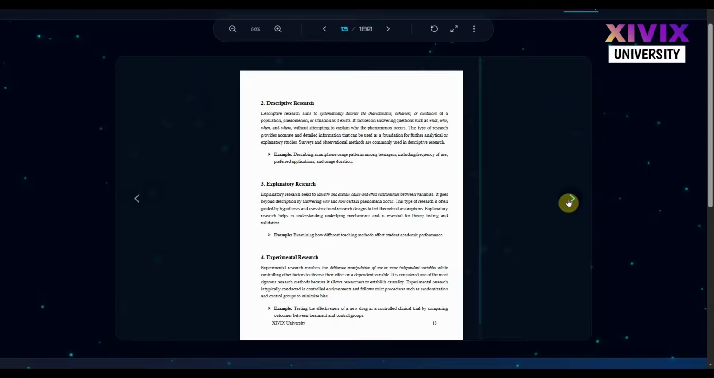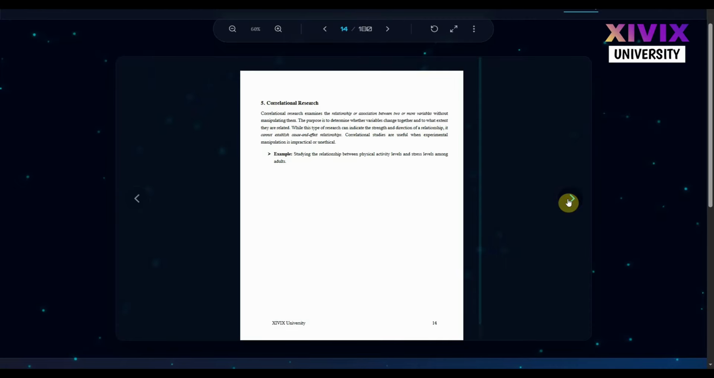As the last one, correlation research. Correlation research examines the relationship or association between two or more variables without manipulating them, right? So it is the complete opposite of what experimental research involves. For example, studying the relationship between physical activity levels and stress levels among adults.